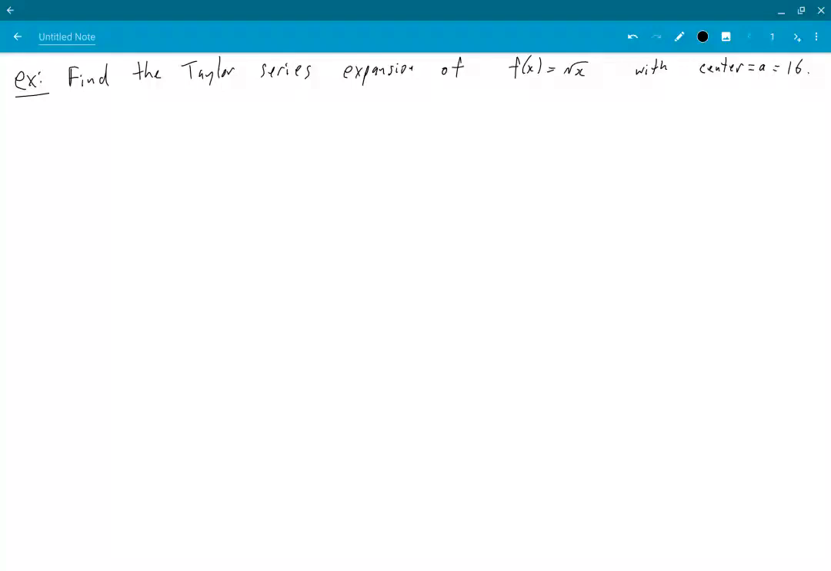Okay, a harder example. But pause if you need to. So start doing derivatives. F0 is x to the 1/2. F1 is half x to the negative half.